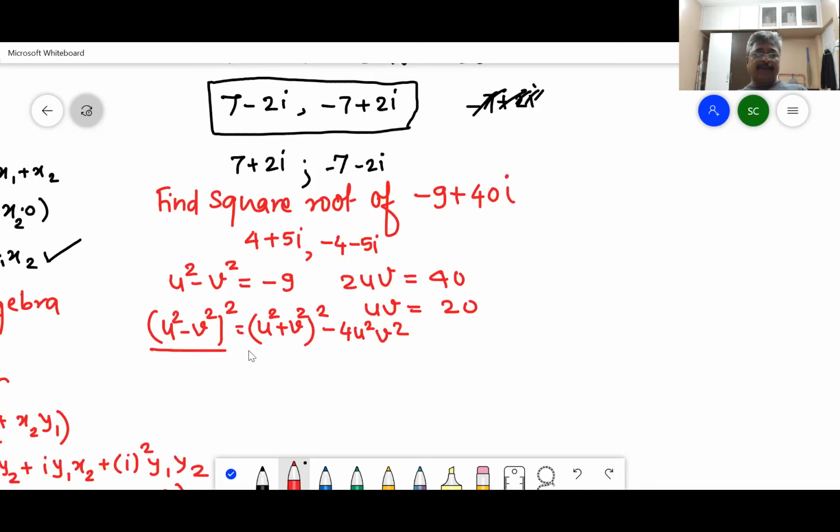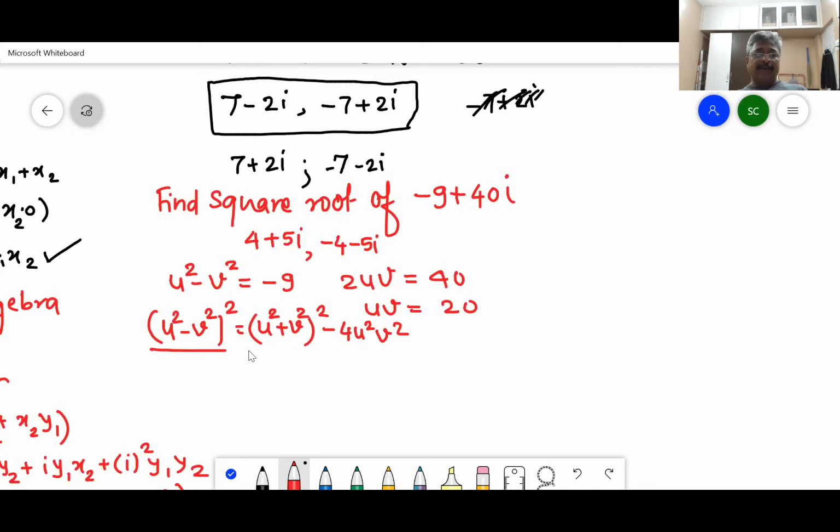Therefore t square minus 41. Sir, you have u square minus v square. We can add u square plus v square and u square minus v square. So direct u square. Okay. So u square plus v square is equal to 41, u square minus v square is equal to minus 9. Therefore 2u square is equal to 32. Therefore u square is equal to 16. Therefore u can be plus or minus 4.